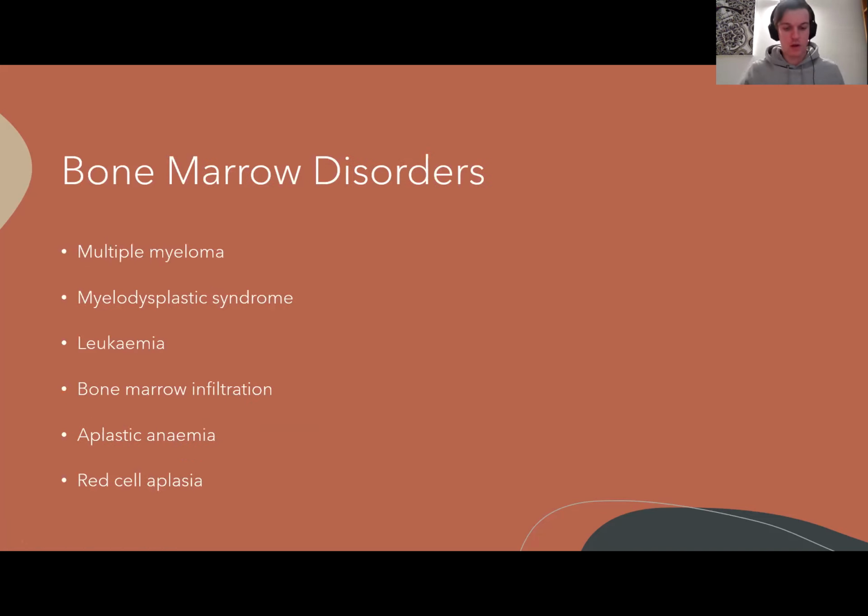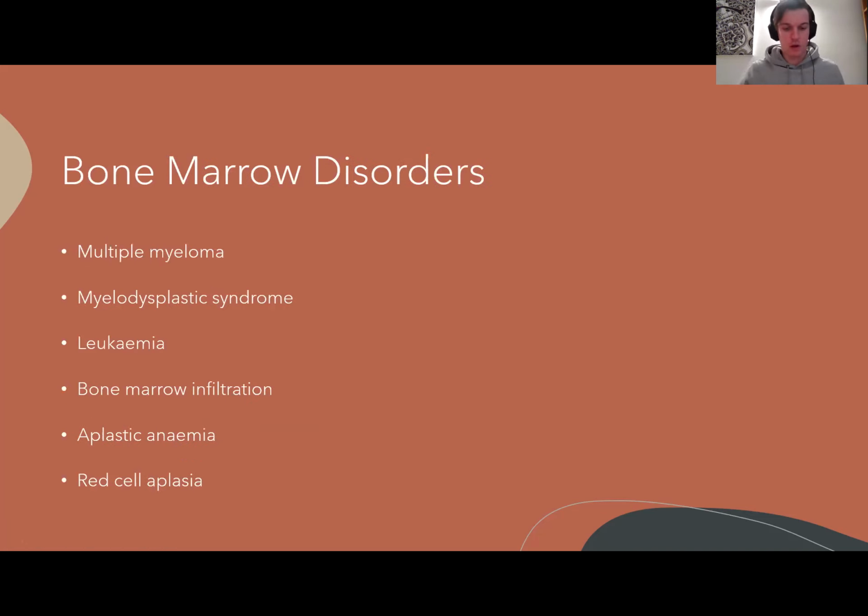Bone marrow disorders. So again, there are lots of these. Multiple myeloma is an important one. It's a cancer of plasma cells. It produces abnormal plasma cells that then go on to produce abnormal paraproteins. So your IgGs, and IgG is the most common protein that it produces, but it does produce others. These cells go on to create problems in certain organs.